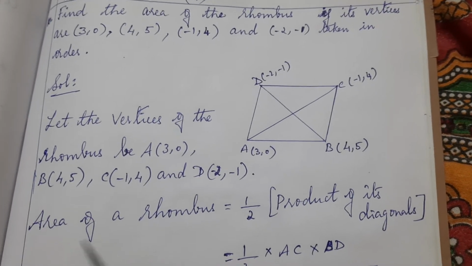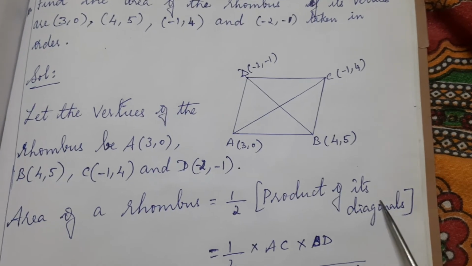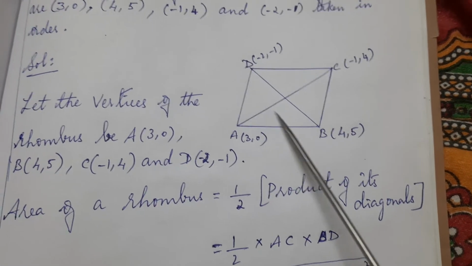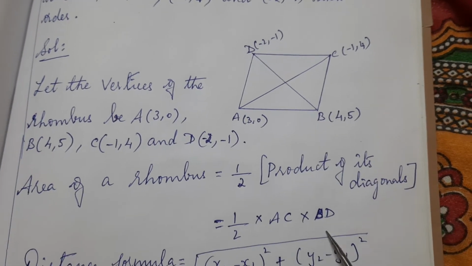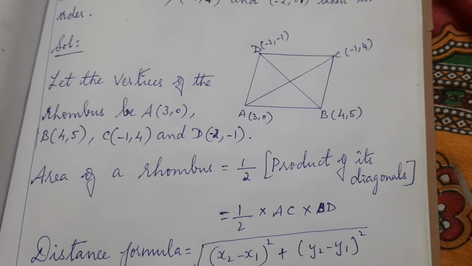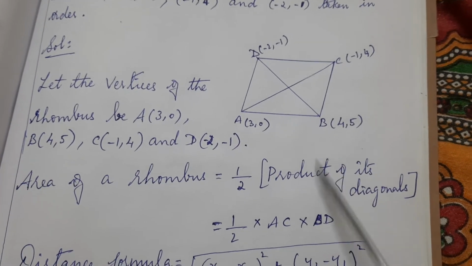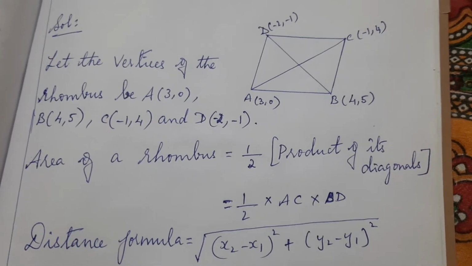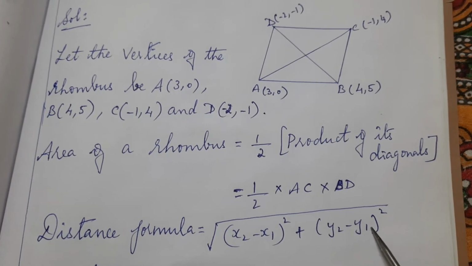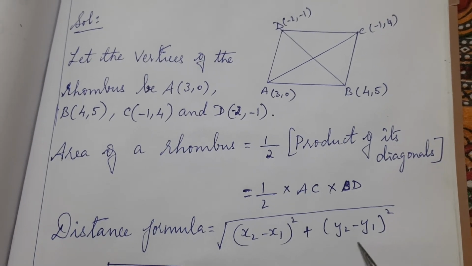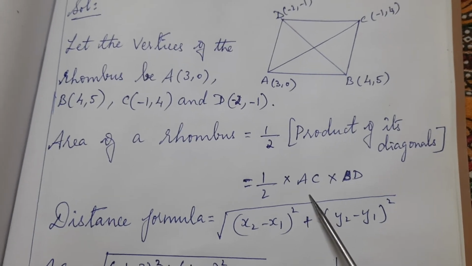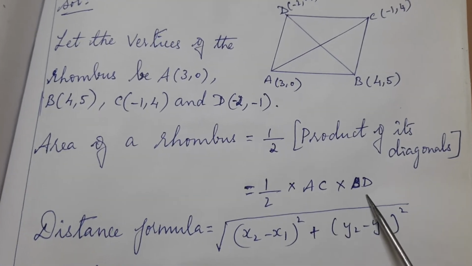Here, area of the rhombus is half into product of its diagonals. What are the diagonals here? AC is a diagonal, BD is a diagonal. So half into AC into BD. How will you find the length of the diagonal? We have to use the distance formula, square root of (x2 minus x1) the whole square plus (y2 minus y1) the whole square. So let us find AC, then let us find BD.